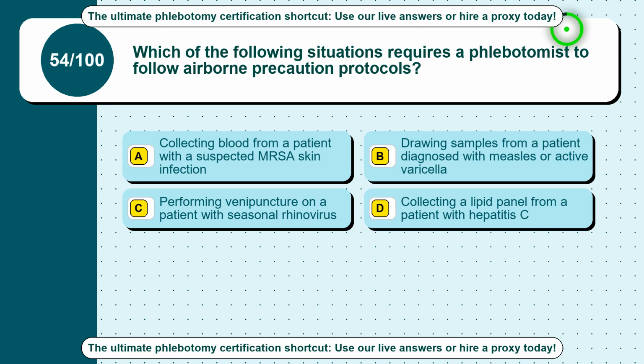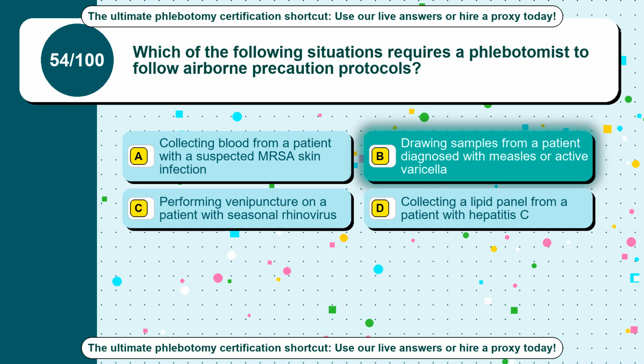Question 54. Which of the following situations requires a phlebotomist to follow airborne precaution protocols? Option A, collecting blood from a patient with a suspected MRSA skin infection. Option B, drawing samples from a patient diagnosed with measles or active varicella. Option C, performing venipuncture on a patient with seasonal rhinovirus. Option D, collecting a lipid panel from a patient with hepatitis C. The correct answer is option B, drawing samples from a patient diagnosed with measles or active varicella.